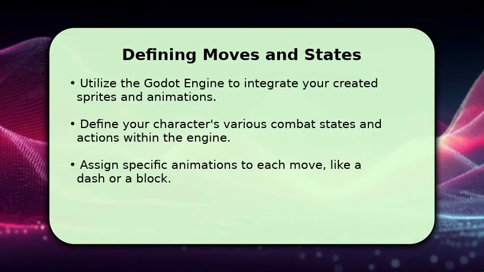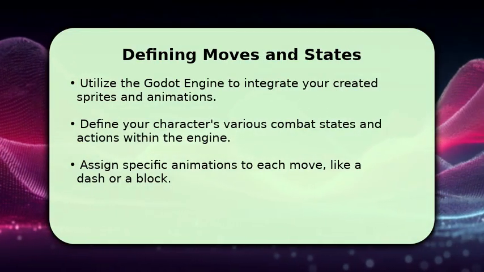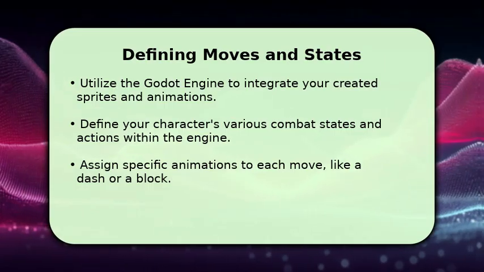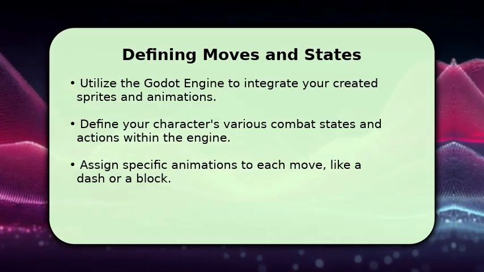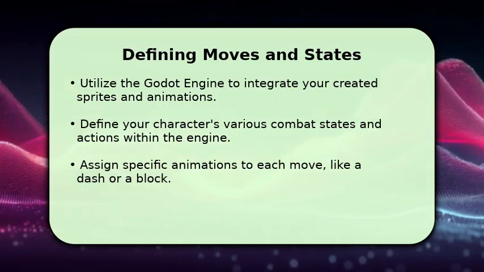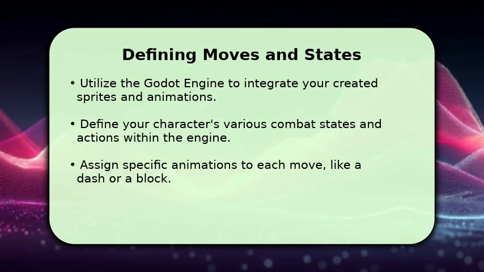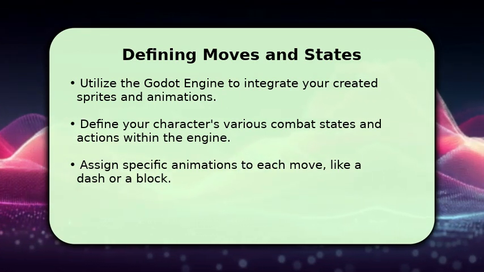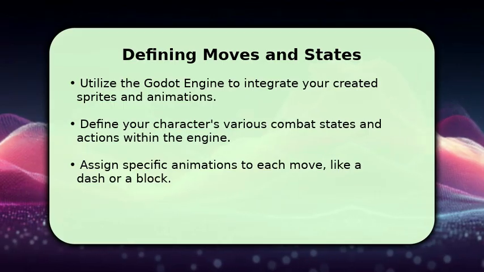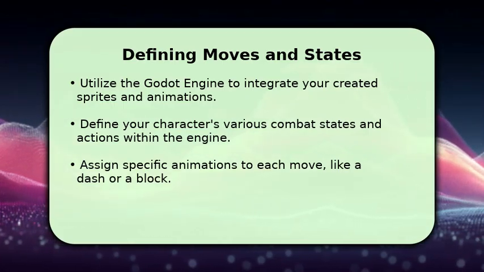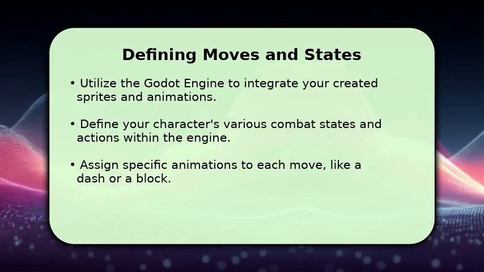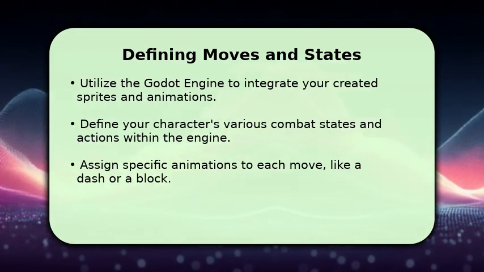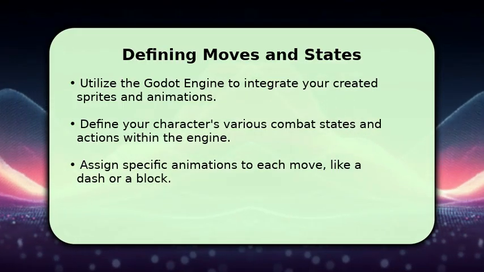With your animations ready, the next step involves integrating them into the game using the Godot engine. This is where you define your character's actions and how they interact. You'll assign your custom animations to different moves, such as a forward dash, a parry, or a low block. This process links your visual art to the character's in-game functionality, giving them their unique combat flow.